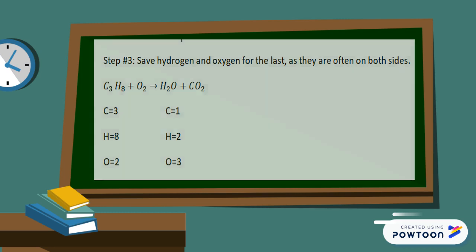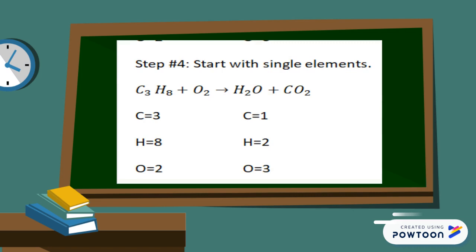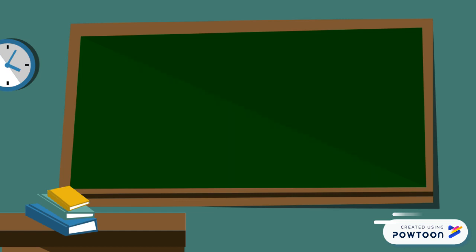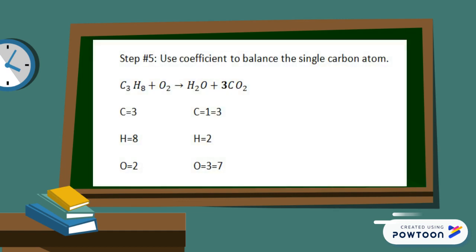Step number 4. Start with a single element. So we start with carbon because carbon is the single element. Step number 5. Use a coefficient to balance the single carbon. So we put 3 on our product to make the carbon 3 in both reactant and product.